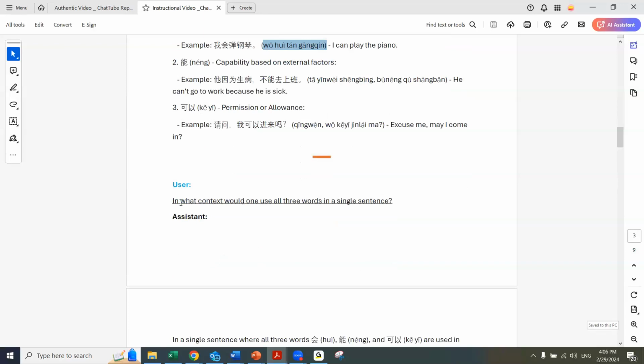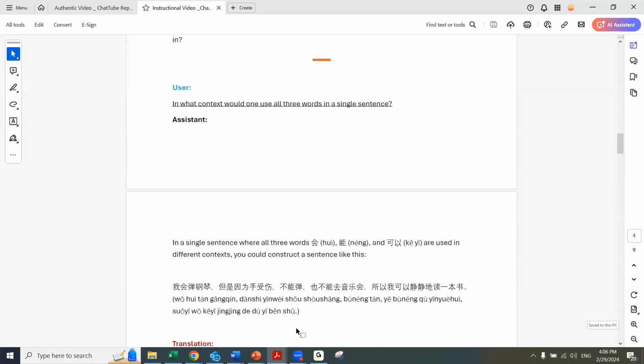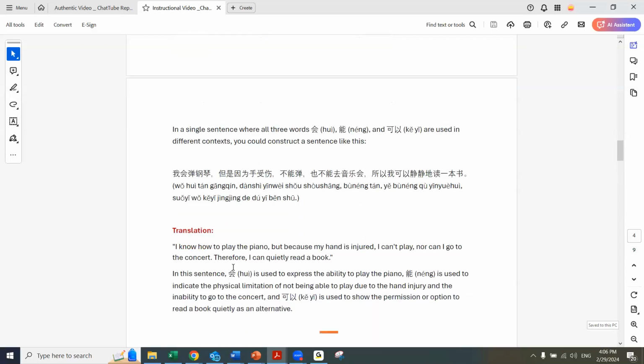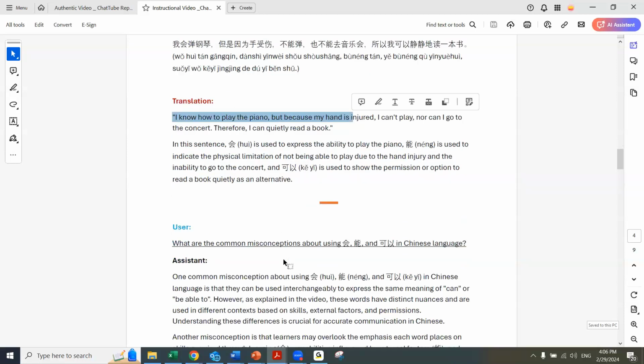And then I just asked a bunch of other related, specific grammar structure questions, and then I got pretty good answers. You know, in what context would one use all 3 words? And then it gave me an example, gave me pronunciation, and gave me a translation of the example, plus an explanation of how those 3 keywords were used in this example. So that's pretty good, I thought.